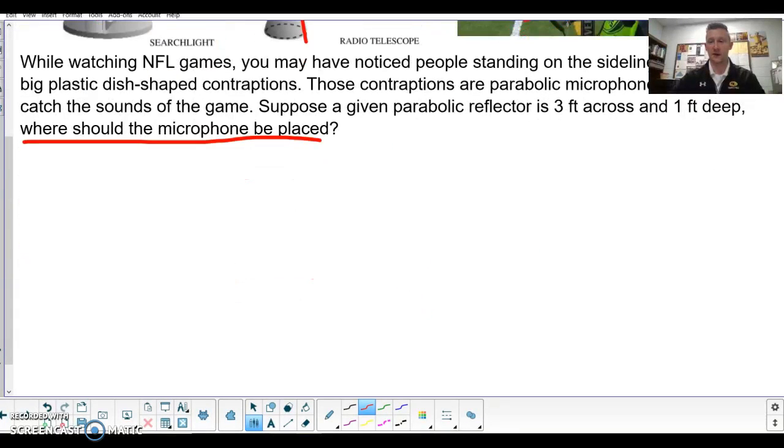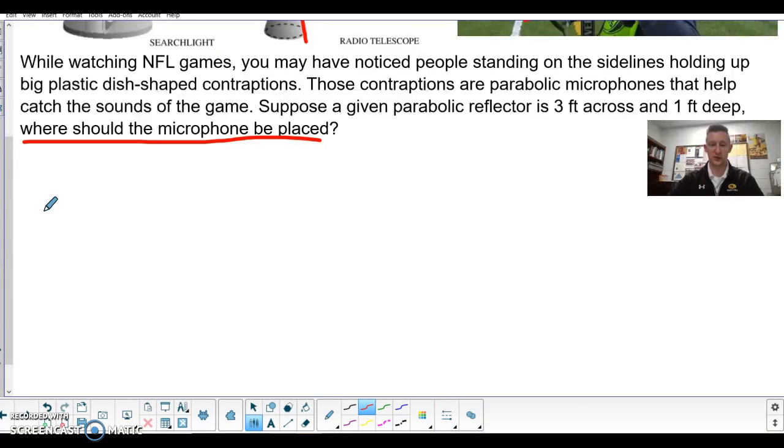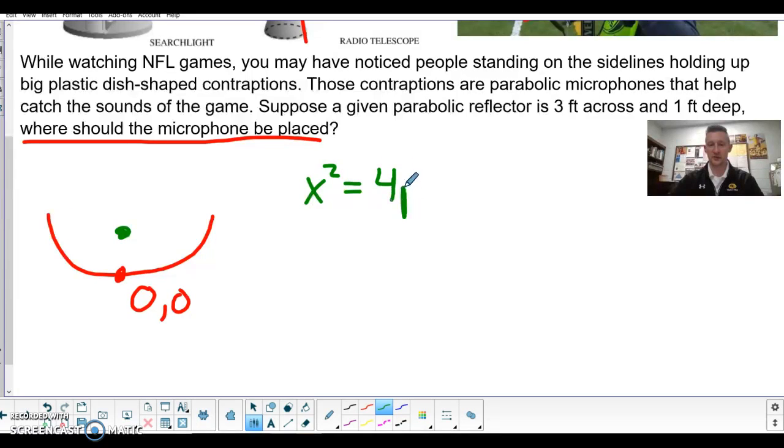To start, I'm going to do a quick sketch of my parabolic reflector, and it's easier to work with them when they're opening up. So I'm going to draw it opening up, with its vertex at 0, 0. The focus is what I want to figure out, because that's where I'm going to put the microphone. A parabola that opens up with a vertex at the origin would be x squared equals 4 times p times y. Again, p is going to be the focal length, the really important thing that I have to figure out.